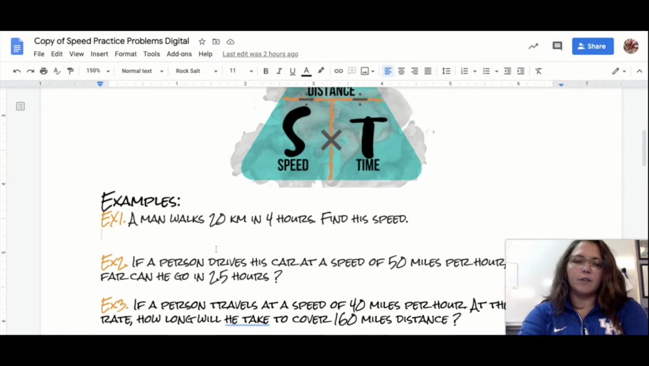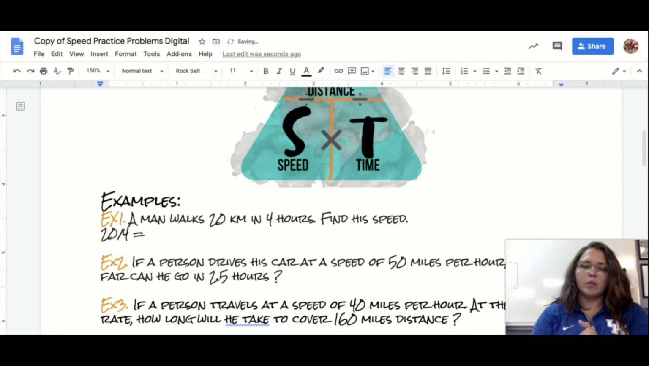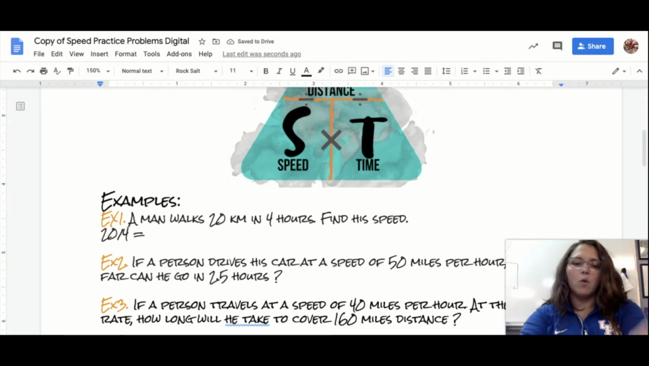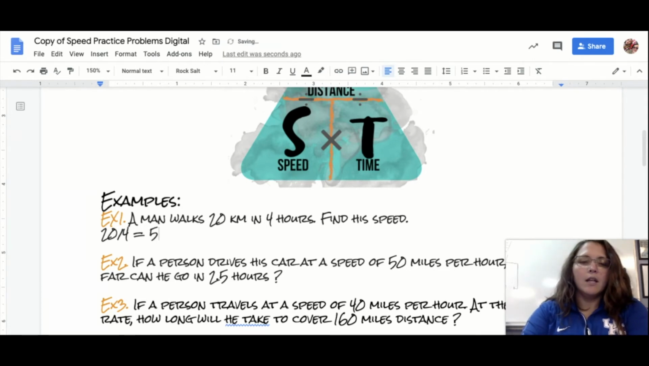Now all I have to figure out is what are the two numbers that I divide. So 20 divided by 4. Well, that is a super simple division problem. 20 divided by 4 equals 5. Now what would be my unit? I'm going to take whatever my distance was per whatever my time was. So this one would be kilometers per hour.